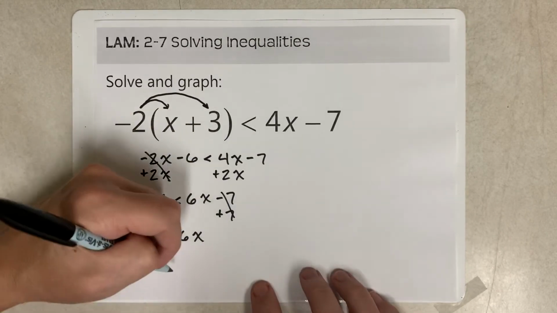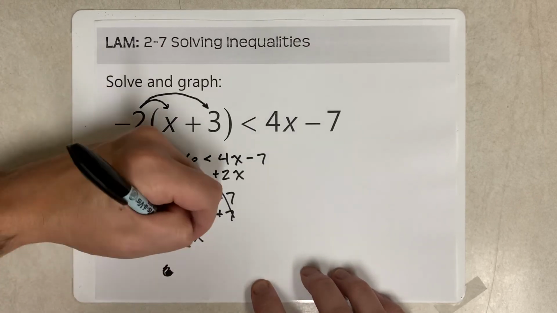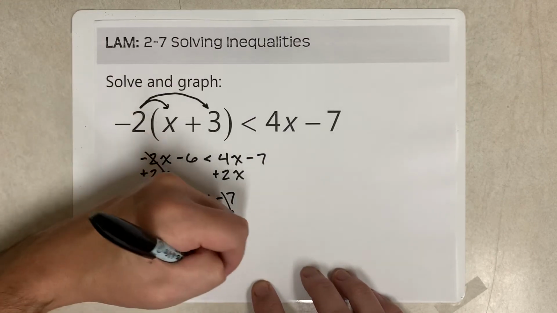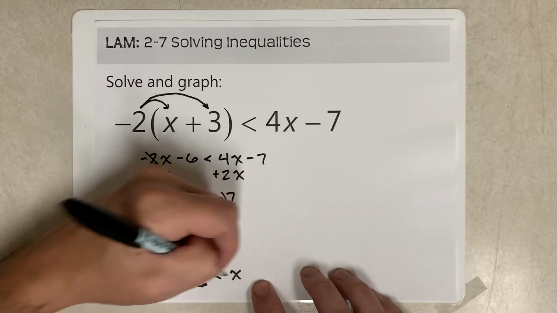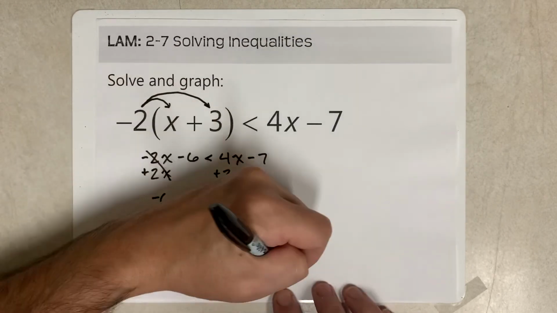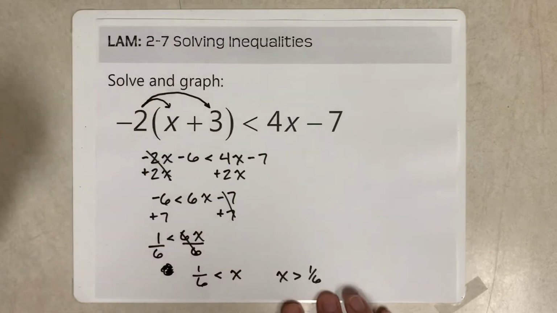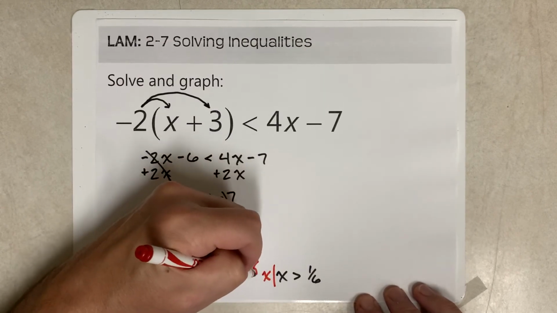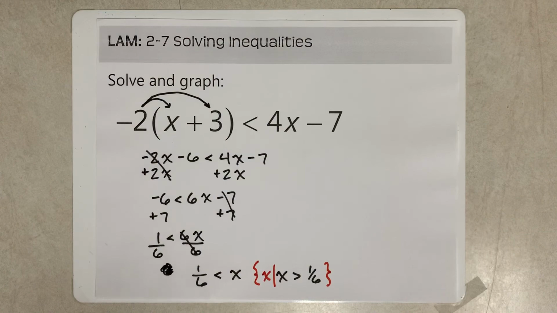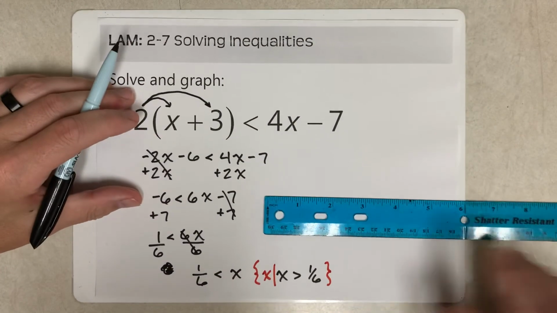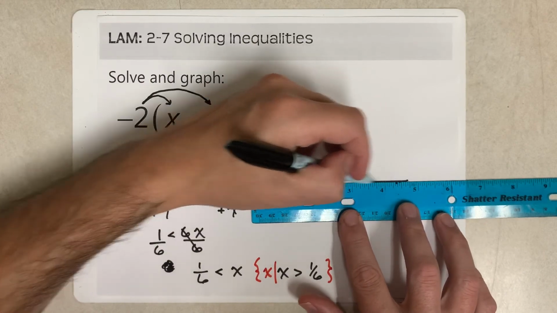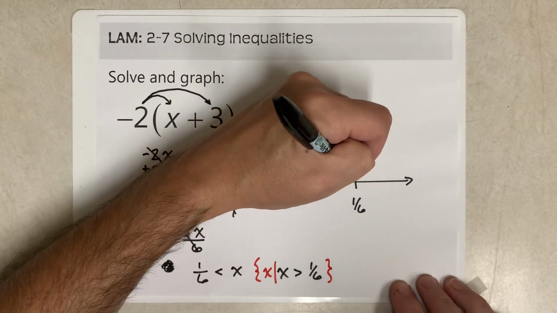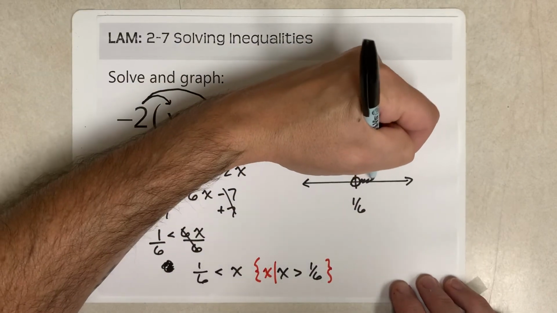I've got to twist everything around again. Oh, wait. No, before I do that, I have to divide by 6. So I have 1/6 less than x. A little premature on that one. Now I twist it around. So x is greater than positive 1/6. All right, so now let's turn that into some set builder. Curly bracket, curly bracket. And the graph looks like I need a 1/6 right in the middle. I need an open circle, and I'm shaded to the right.